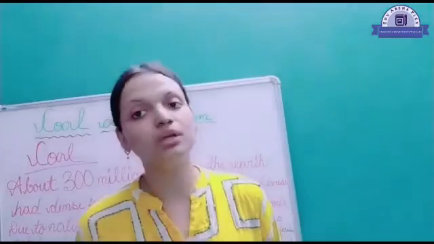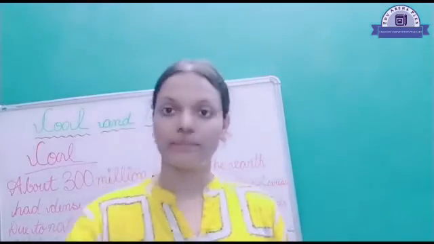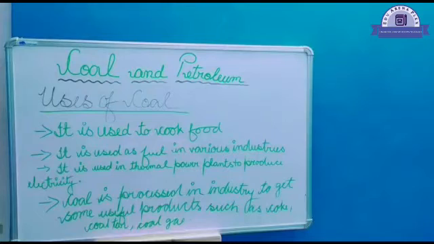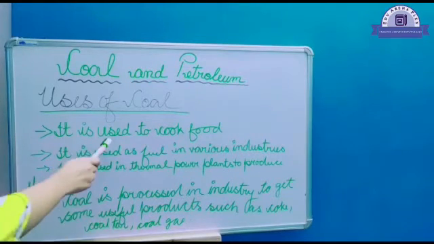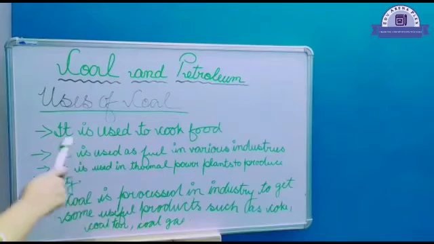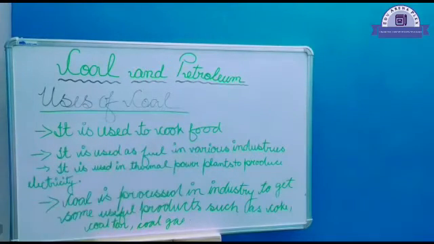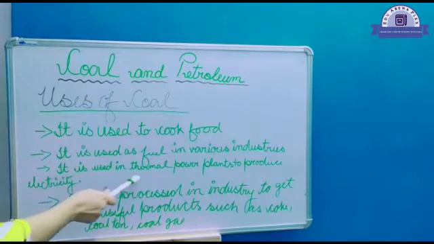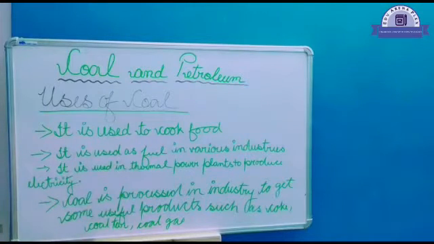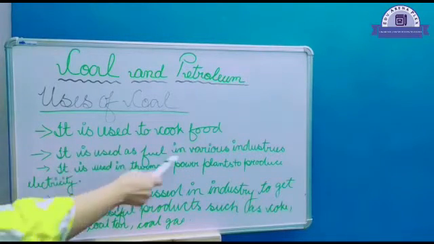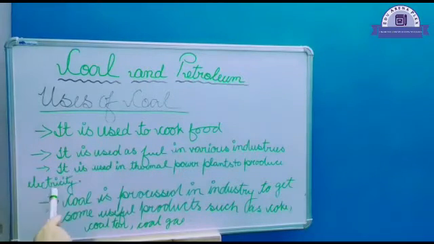Now let us discuss the uses of coal. The very first use of coal is that it is used to cook food. Next, it is used as fuel in various industries. Next, it is used in thermal power plants to produce electricity.